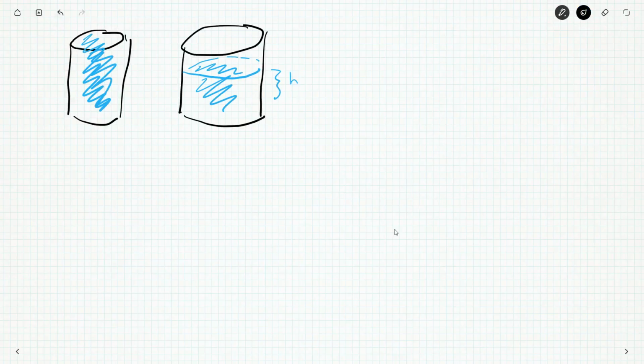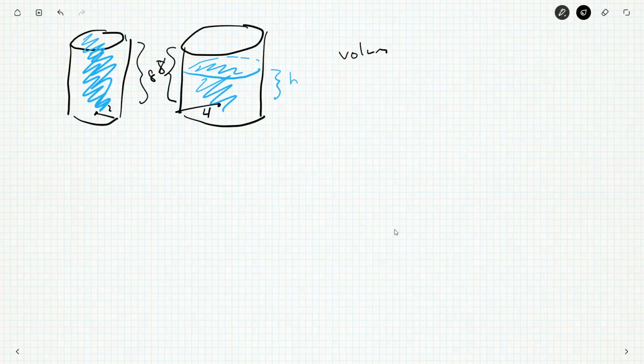So the amount of water doesn't change in both places, so the volume of water stays the same. And we're going to use that to our advantage, because we're going to calculate the volume of water in two different ways. One of them using actual numbers, and one of them using numbers and this h, and then we can solve for h, because it'll be the only unknown in our equation.